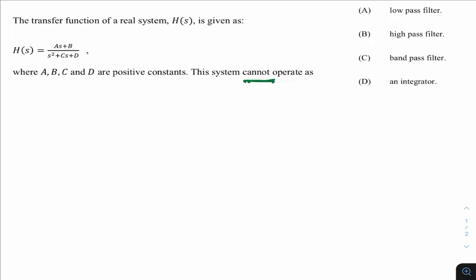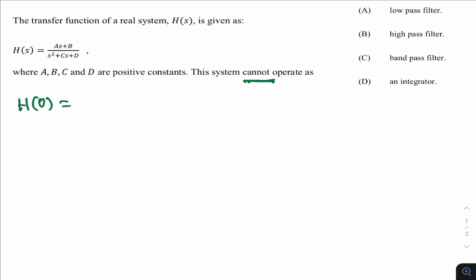Whenever we get some transfer functions and we have to choose what kind of filters they behave like, one of the straightforward approaches is to test the transfer function at two specific values, s equal to 0 and s equal to infinity. S equal to 0 means we are testing the transfer function at low frequency, and s equal to infinity means we are testing it at high frequency. Based on these two frequency points, we can easily figure out what kind of filter the transfer function is representing.